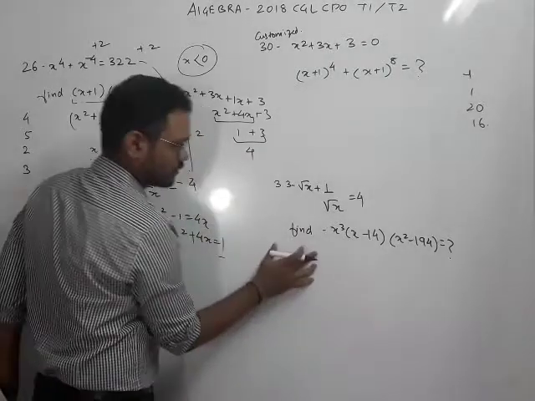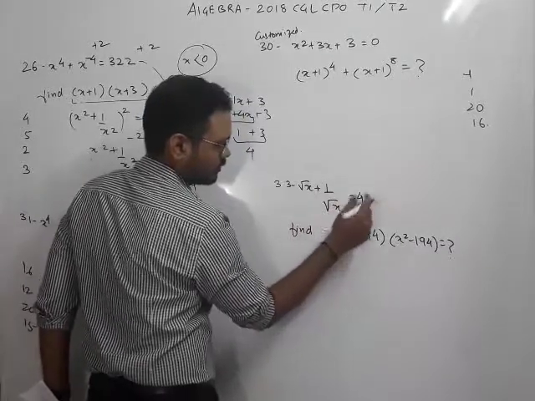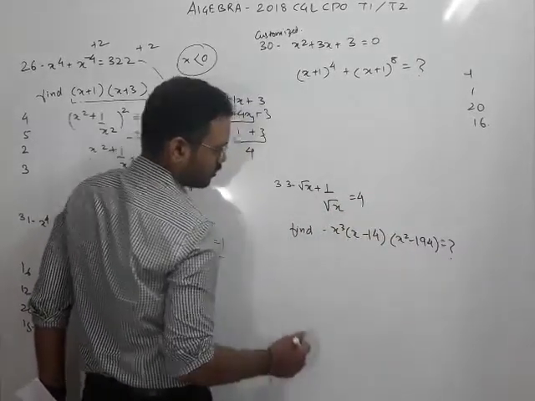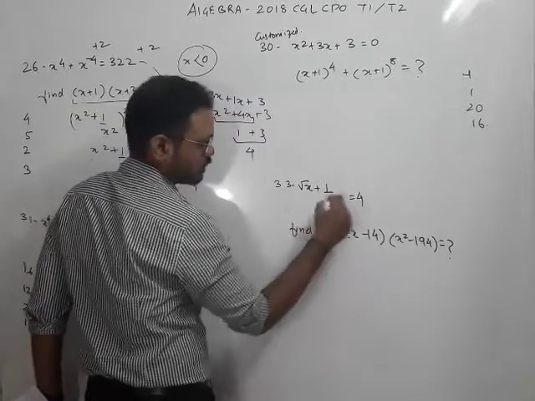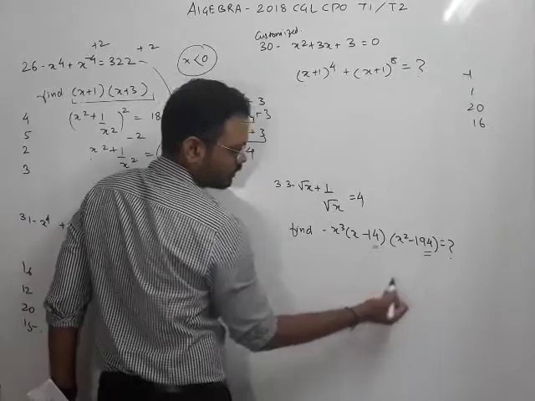Same thing over here. It is a square of something. X square plus 1 by x square is something. So I will square this. I know that I need what? 14 and 194.